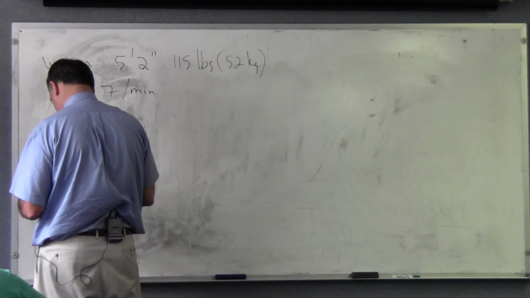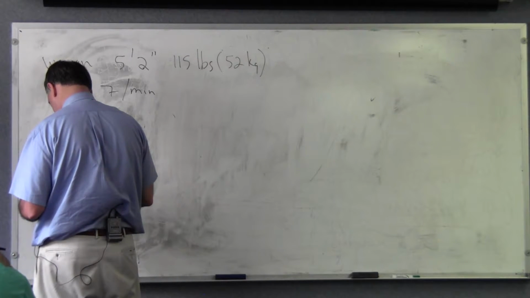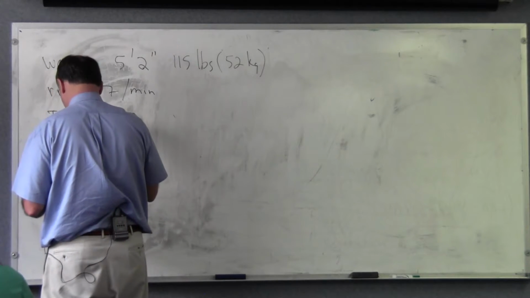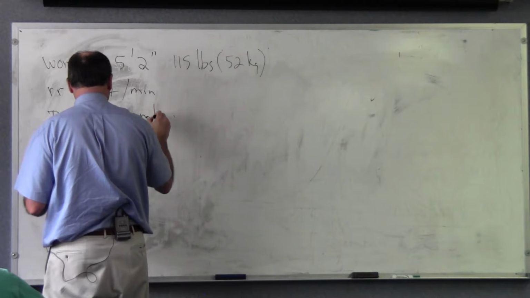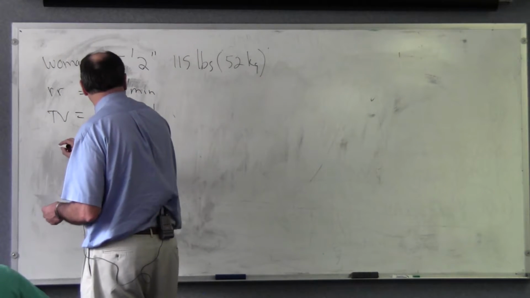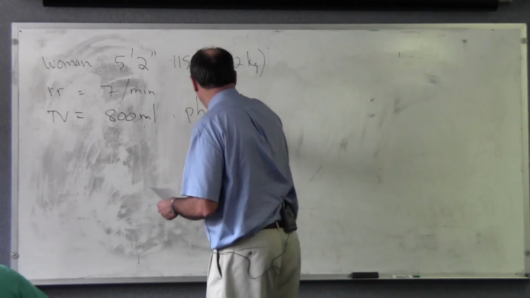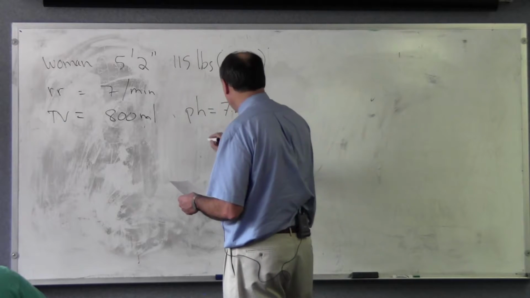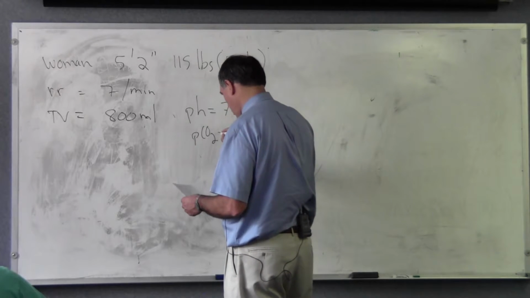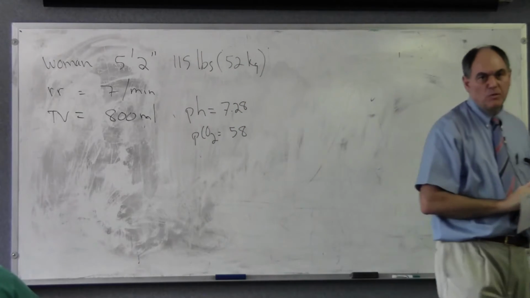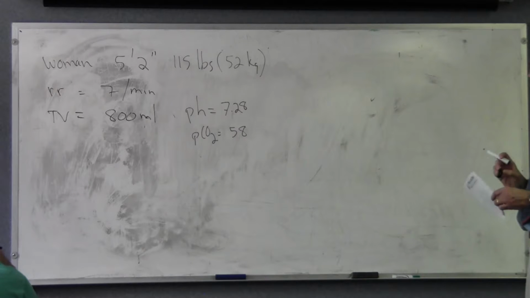And her tidal volume is 800 mLs. Her blood gas shows a pH of 7.28 and a PCO2 of 58. She has no metabolic acidosis, purely respiratory, okay? So what can you say about this individual?